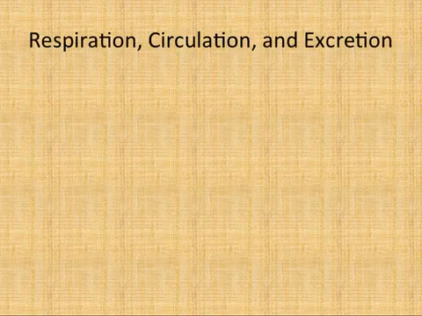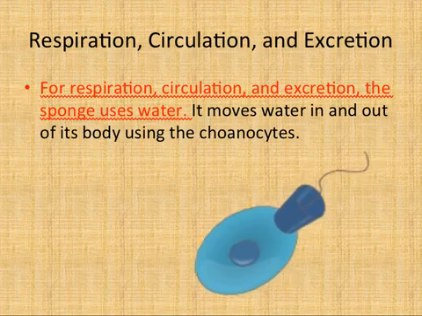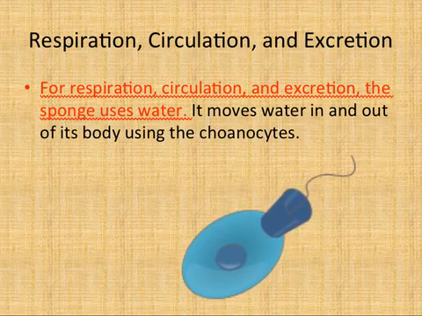Respiration, circulation, and excretion. This is all done by the movement of water using the choanocytes. So the water surrounding the sponge and the water moving through the sponge takes away carbon dioxide and waste and brings nutrients and oxygen to each of the sponge's cells. So the sponge uses water for respiration, circulation, and excretion. It uses the diffusion of water, or the diffusion of materials into the water, using the help of the choanocytes.